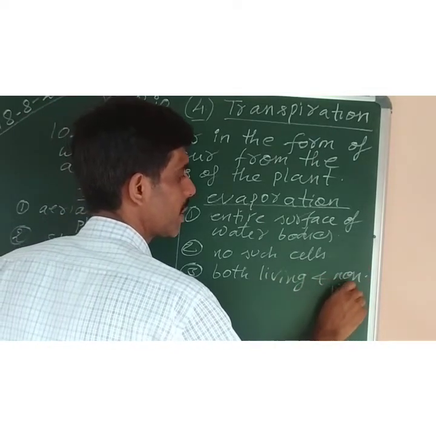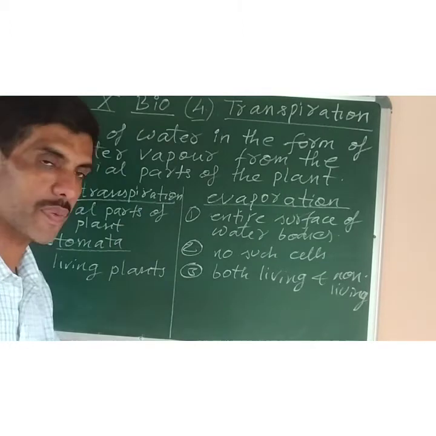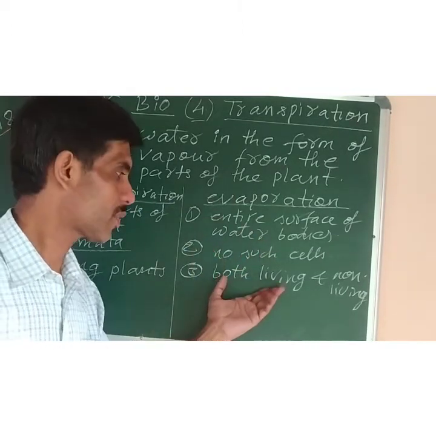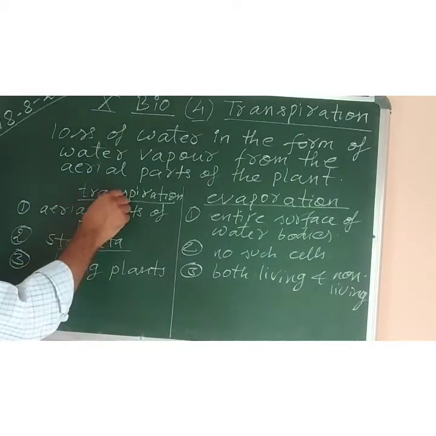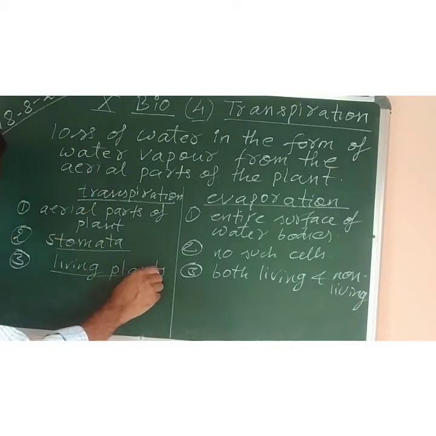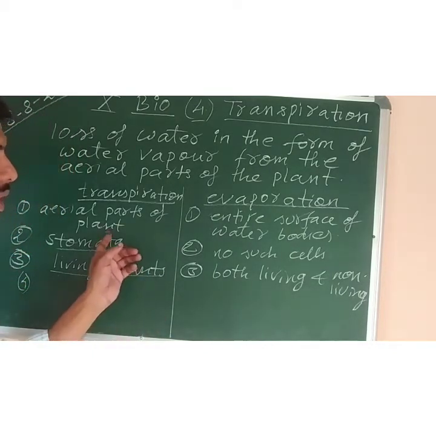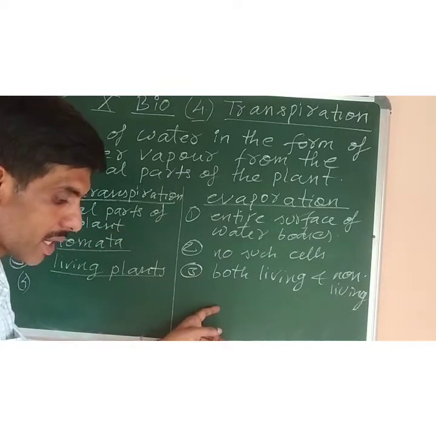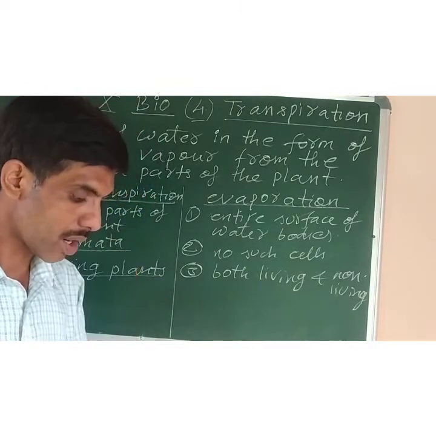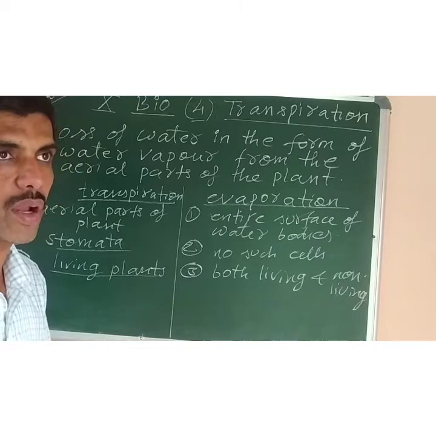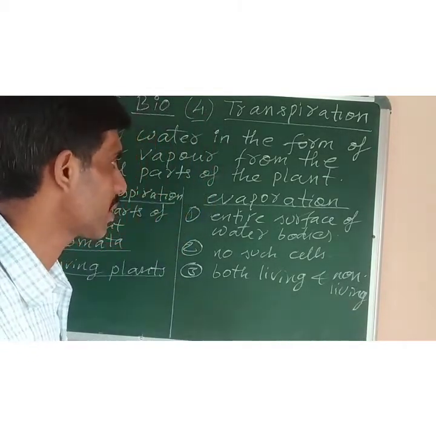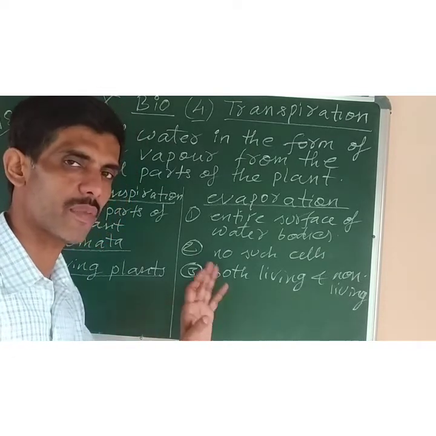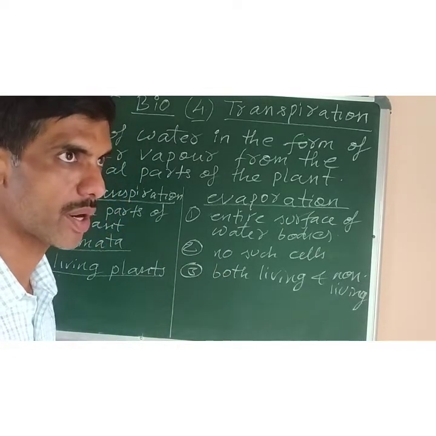Like from the rivers, ponds, lakes, surface water will evaporate, as well as from the living things also evaporation can occur. But transpiration will be found only in the living plants. Similarly, the fourth difference is, in transpiration water is lost in the form of water vapor, while in evaporation the loss may be of any kind, in the form of water vapor as well as in the liquid form. But mainly it is in the form of water vapor only.